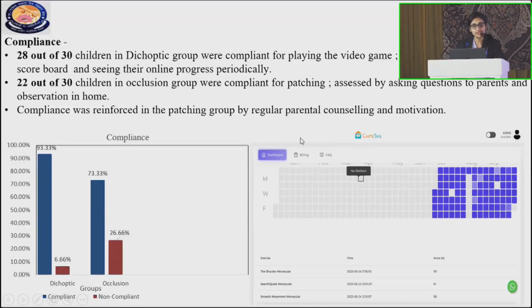Whereas 22 out of 30 children in the occlusion group were compliant for patching, which was assessed by asking questions to parents and observation at home. Compliance was reinforced again in the patching group by regular parental counseling and motivation.